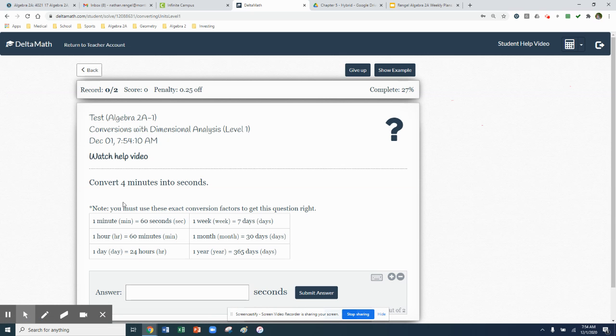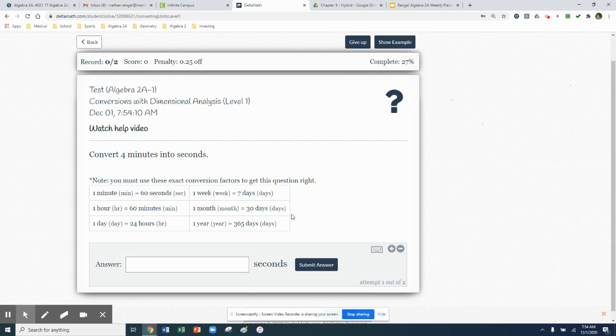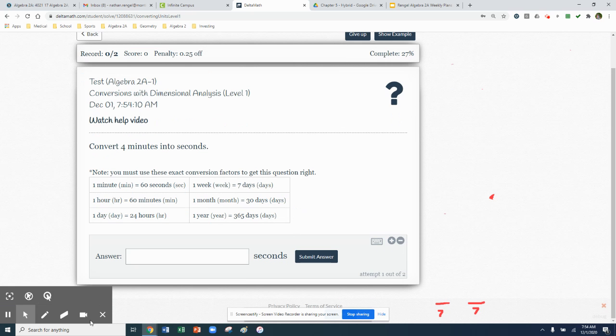All right, conversions with dimension analysis. We want to convert 4 minutes into seconds. So we've got our problem, 4 minutes. When we do our dimension analysis, we start by writing our given information as a fraction. So we've got 4 minutes over 1. We just put it over 1 to make anything a fraction. And then we're going to multiply it by a conversion rate.